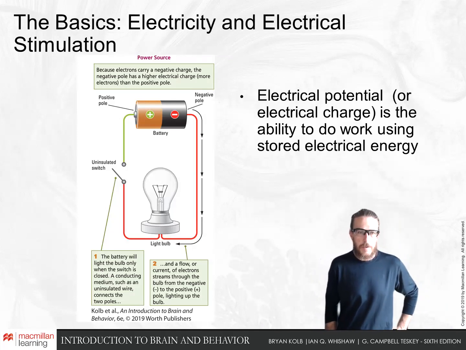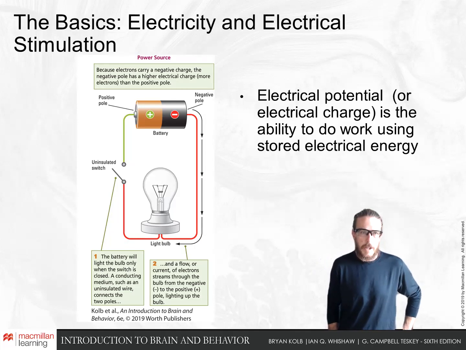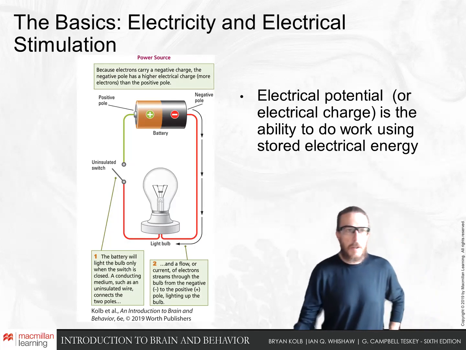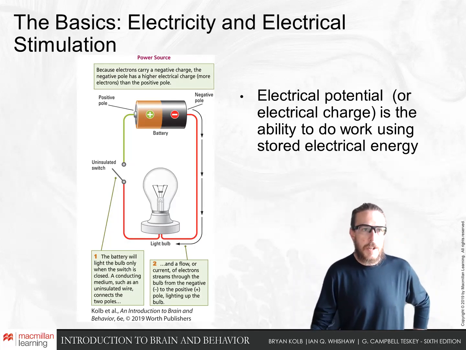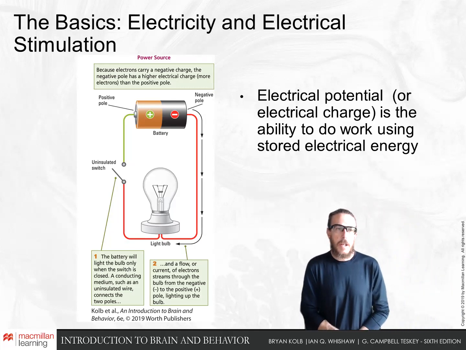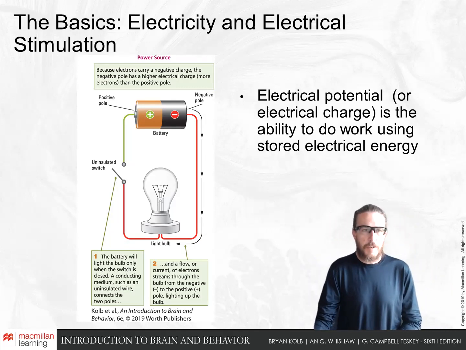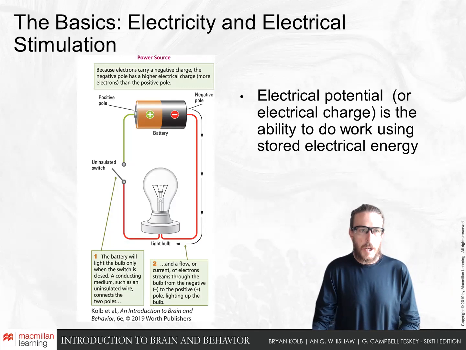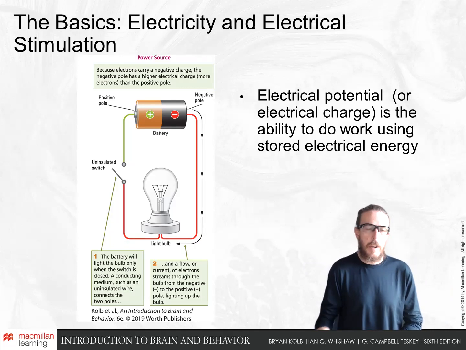Before we get into the nervous system, we'll talk a little bit about electricity and electrical potential, just as a refresh. Recall that electricity is a potential for energy to occur. And so, for instance, in a battery, there's electrons that have a potential to travel from the negative to the positive side of the battery.